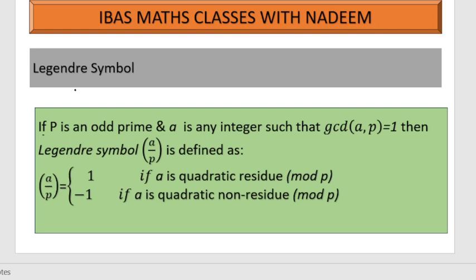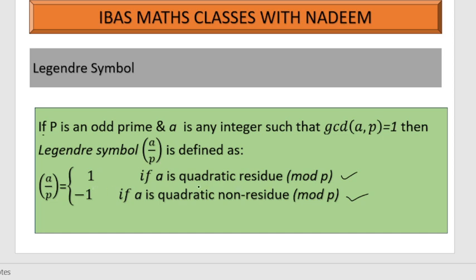So in this video, we are going to discuss the Legendre symbol. So what is the Legendre symbol? If P is an odd prime and A is any integer such that GCD of A and P is equal to 1, then the Legendre symbol of A by P is defined as equal to 1 if A is a quadratic residue mod P, and equal to -1 if A is a quadratic non-residue modulo P. That means the Legendre symbol has only two values, 1 or -1.